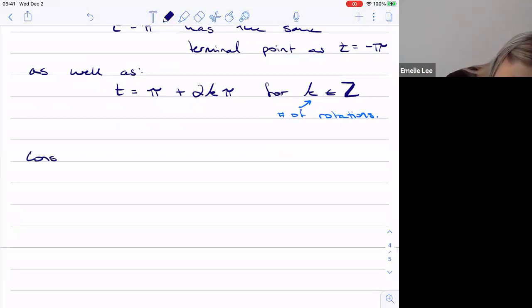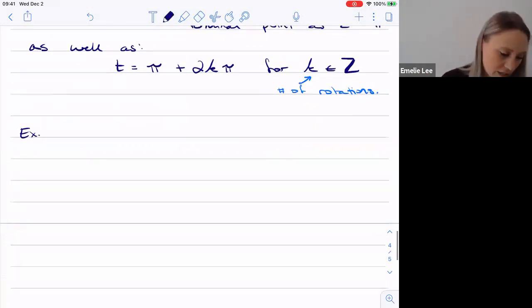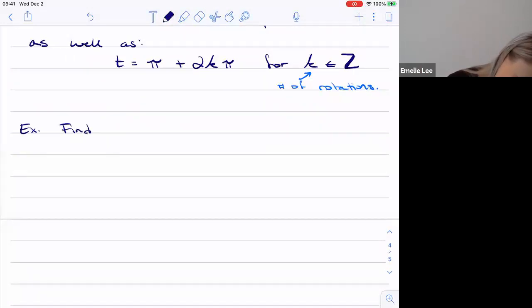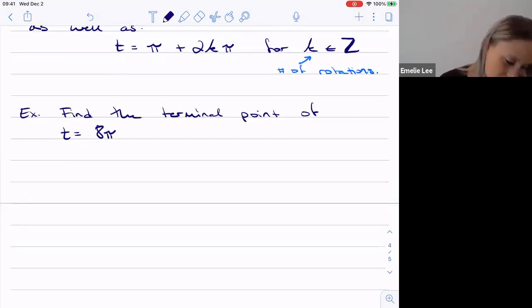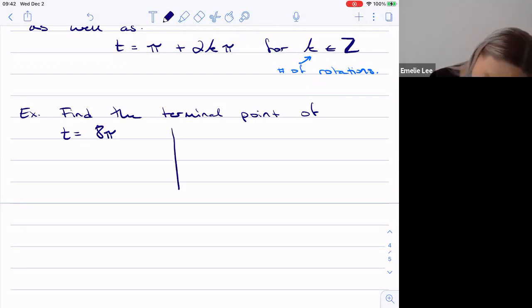So if we consider something like, actually, let's just make another example. Find the terminal point of t equals 8 pi. Okay, 8 pi. Well, you can map it out if you want.